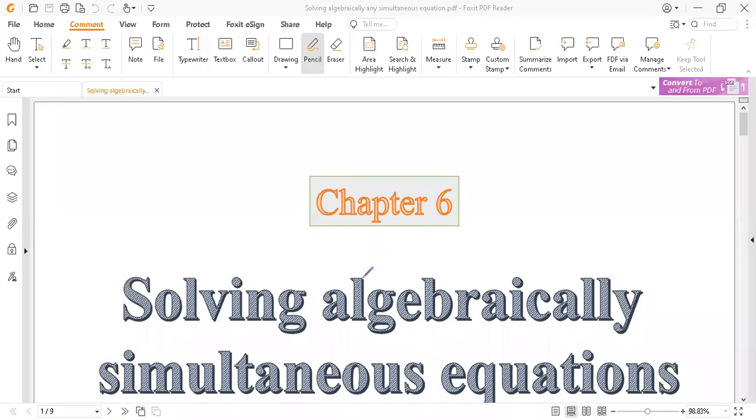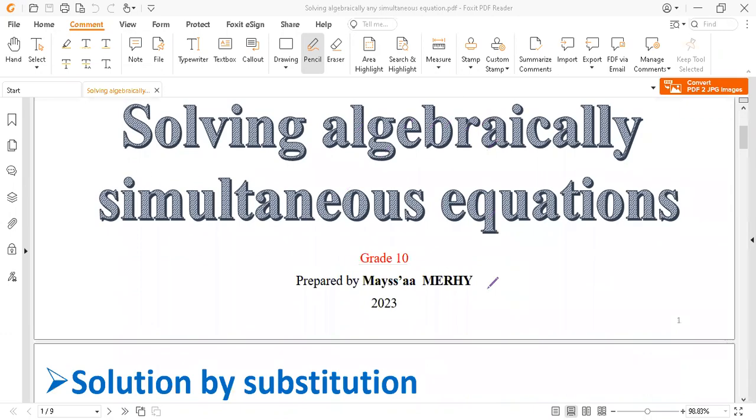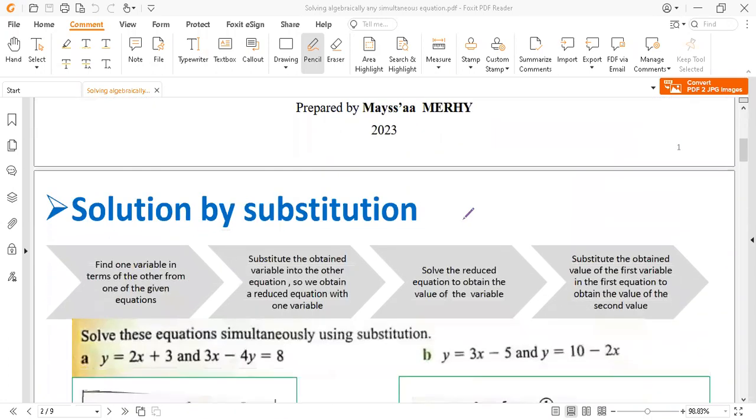Hi, everyone. In the previous session, still in chapter 6, we explained how to solve simultaneous equations graphically. But it is not always practical to draw and take the time. So we need practical methods, and the most practical method is to solve simultaneous equations algebraically. How do we solve in an algebraic way, given simultaneous equations?